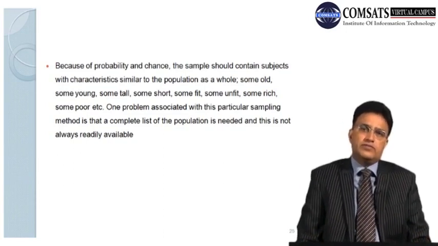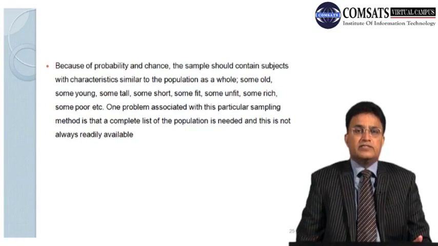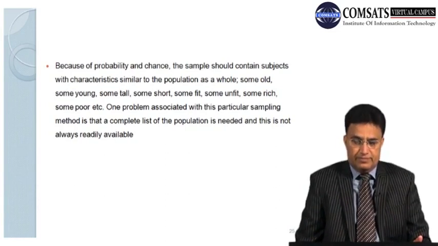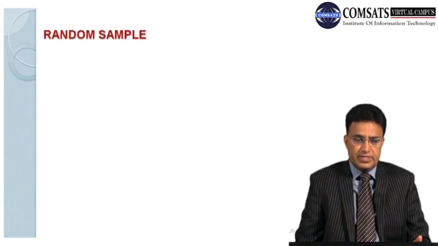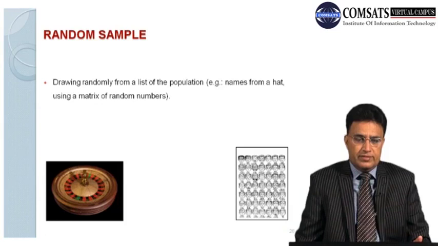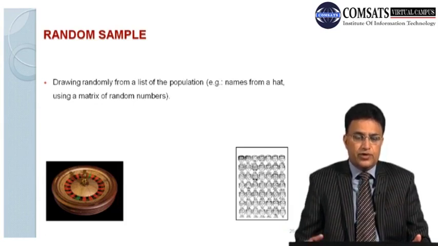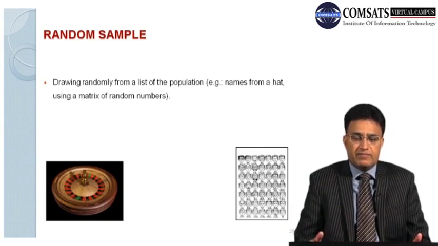However, one problem associated with this particular sampling method is that a complete list of the population is needed, and this is not always readily available. Example of random sample, you can look at this: drawing randomly from a list of the population.